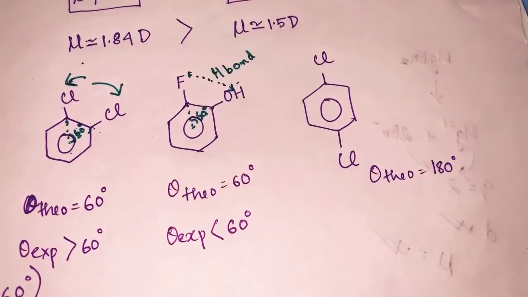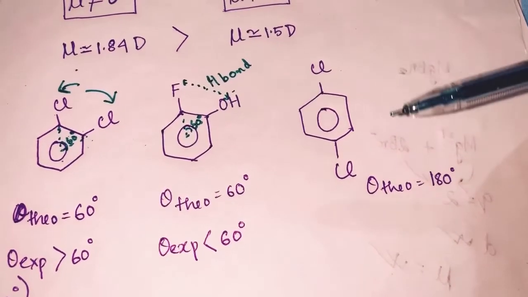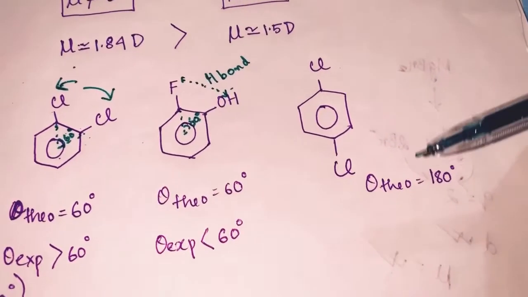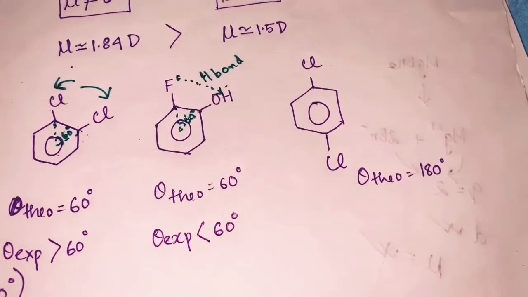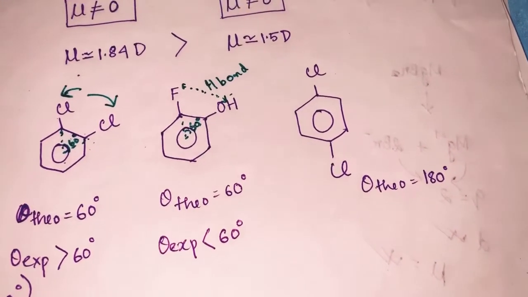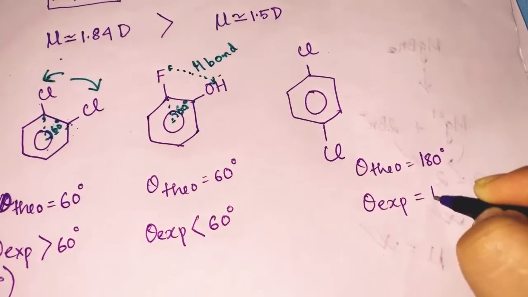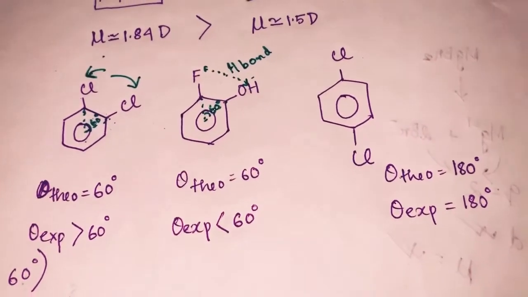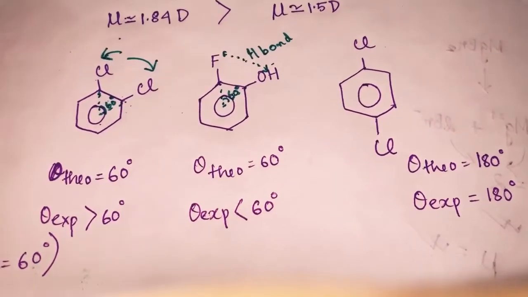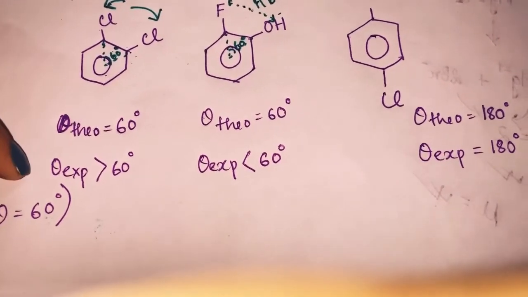And in the last one we can see that there is no such kind of effects happening, because they are present completely opposite to one another. Therefore in the third one, theta experimental will also remain the same, that is 180 degree. So this is how the difference occurs between the theoretical and experimental theta.